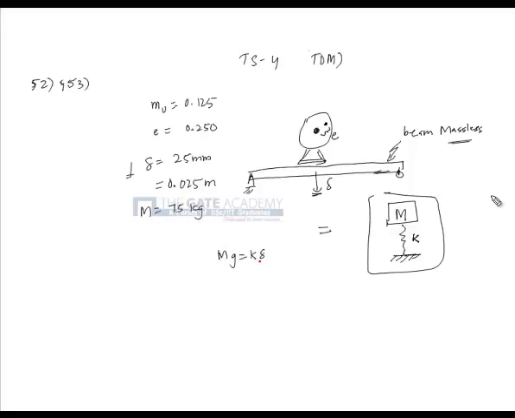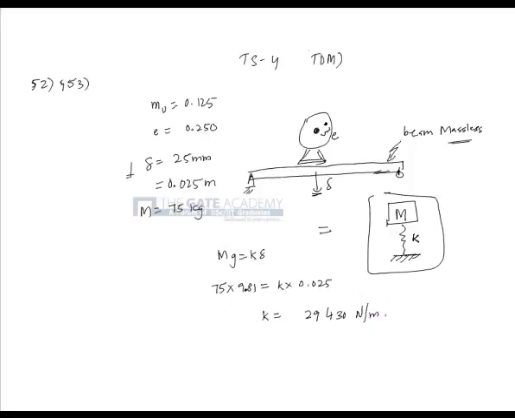So I can find out k now. 75 into g, 9.81, is equal to k into the static deflection, which is 0.025. Using a calculator I can find out k. This gives 29430 Newton per meter.